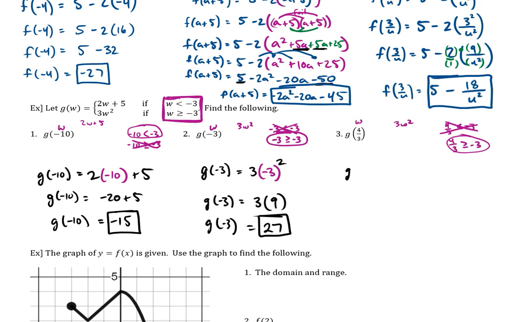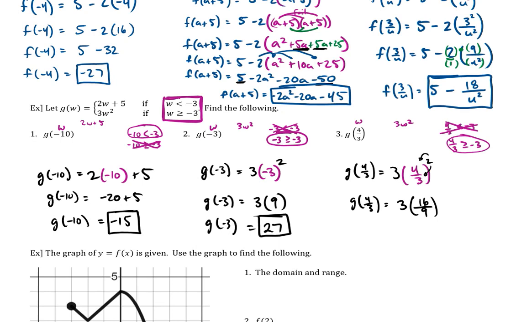All right, so now I'm going to rewrite it again where I have g of 4/3 equals 3, and I'm changing that w into 4/3, and then we'll square it. And then we'll continue our order of operations. So g of 4/3 equals 3, with 4/3 getting squared. This happened in the problem above. The square squares both, so let's go ahead and square both right now. 4 squared would be 16. 3 squared would be 9.